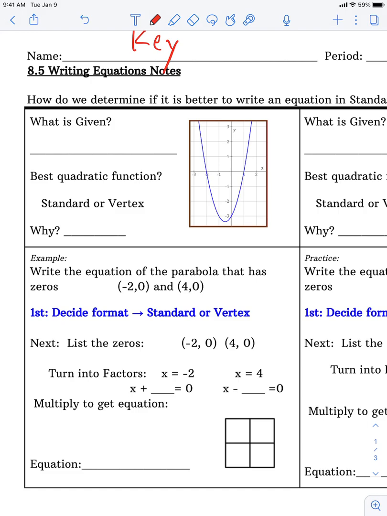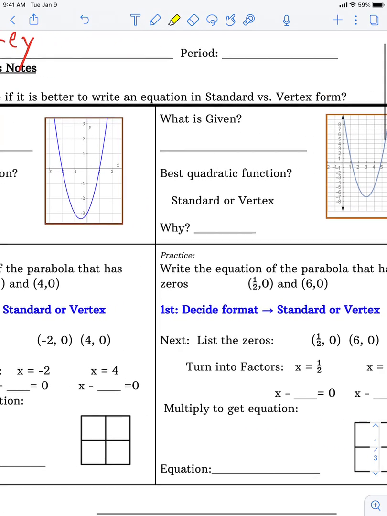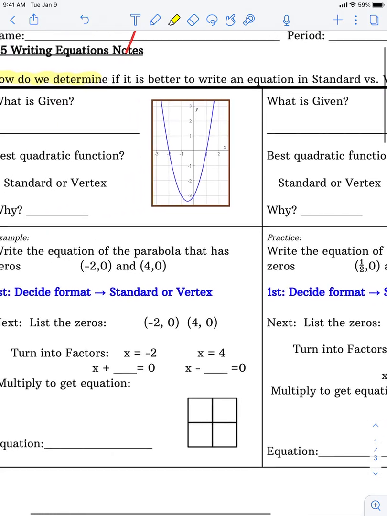Okay, you guys. Today we need to work on writing the different versions of quadratic that we know. At this point we know standard and we know vertex. If you read up here at the top, where I'm highlighting, how do we determine if it's better to write an equation in standard versus vertex form?